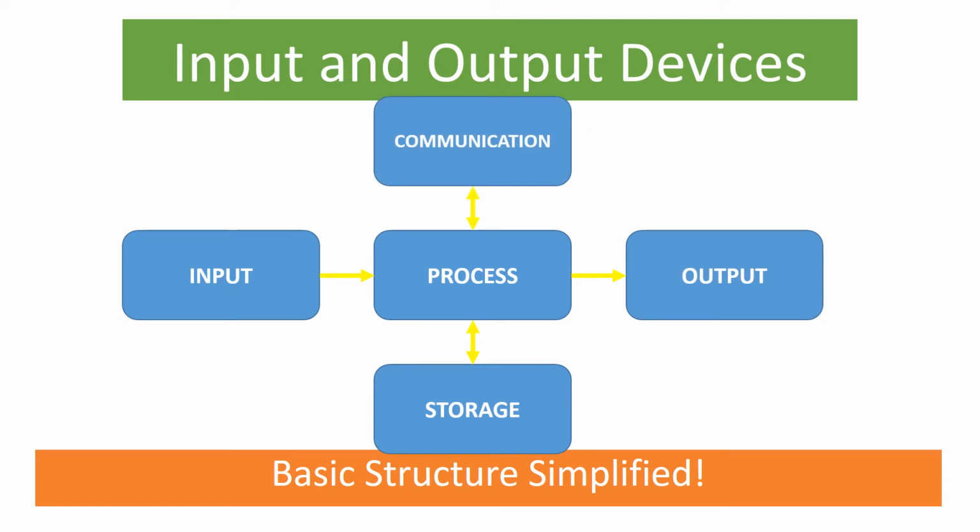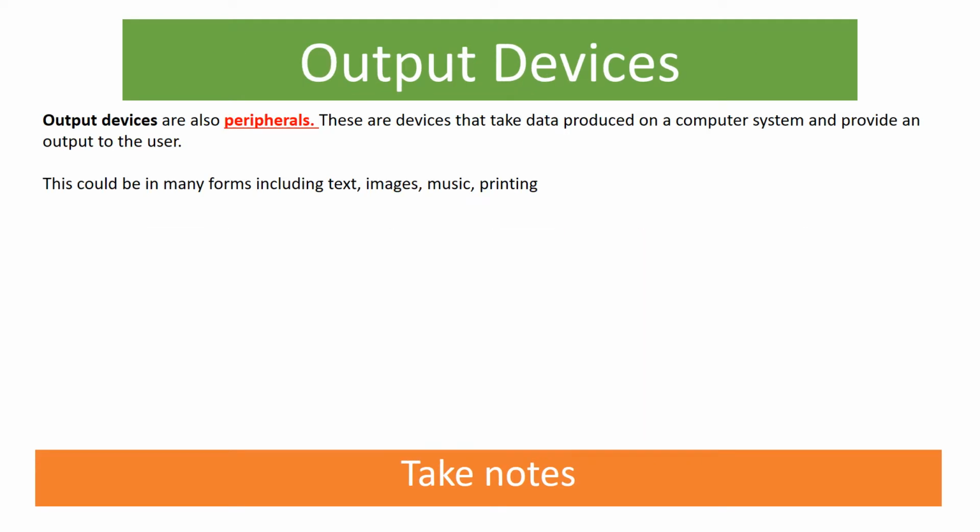Remember our abstracted view of a computer system. We're now looking at the outputs from the computer system. After data has been processed, it's outputted into a form which a human would understand. An output device is usually a peripheral. Remember, we looked at peripherals in the last lesson. These are devices that take data produced within the computer system and provide an output to the user, and could be in many forms. An output could be text, images, music, or printing.